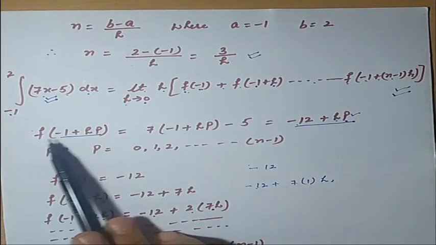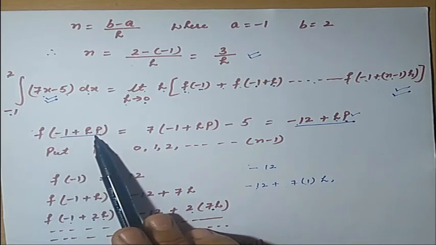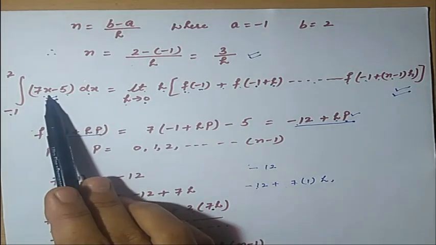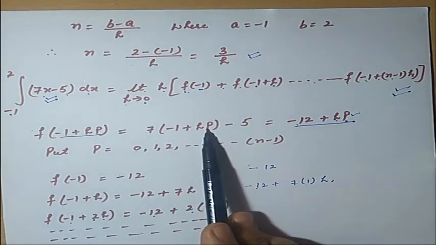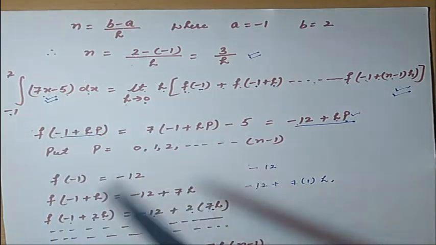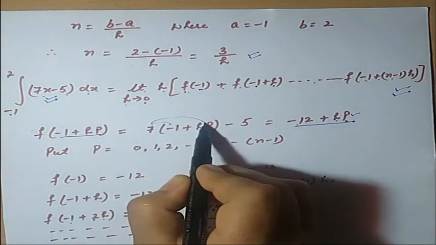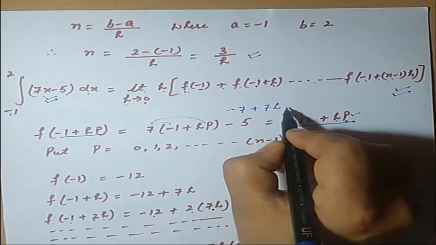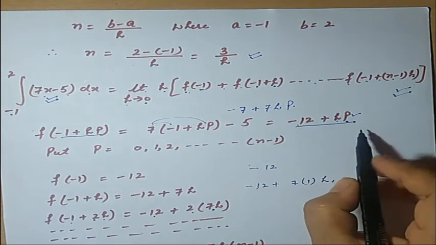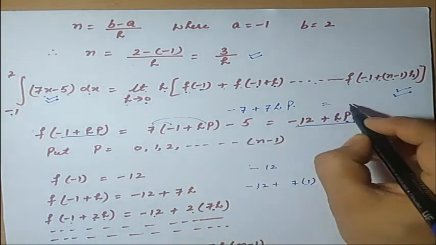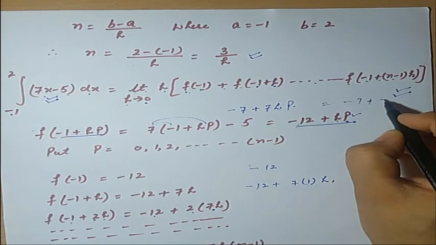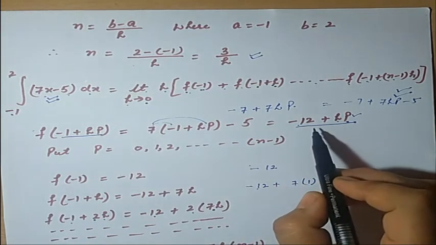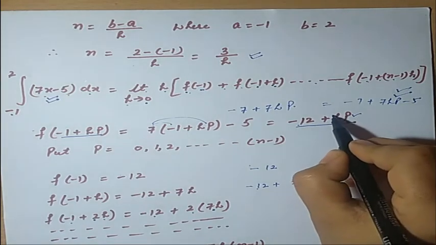Now we will find the value of the function. We substitute minus 1 plus hp in place of x. When we put minus 1 plus hp in place of x, multiplying it out, it will be equal to minus 7 plus 7hp. So when we solve, it will be equal to minus 7 plus 7hp minus 5. Solving further, it will be equal to minus 12 plus 7hp.